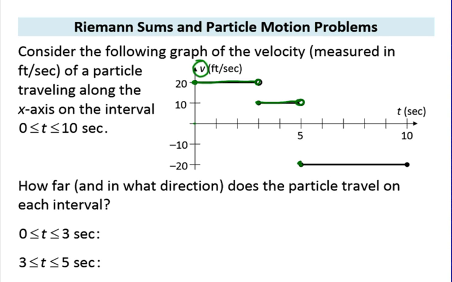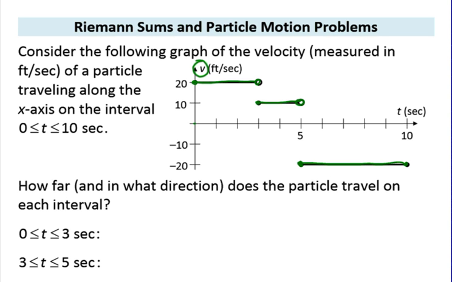So again, for those of you not in Physics C, negative velocity just means we're now moving in the opposite direction. So for positive 20, we're moving to the right, positive 10, we're moving to the right, and then at 5 seconds, the particle changes direction, now moving to the left with a speed of 20 feet per second. All right, and it stays at that velocity all the way until the end of the time period.